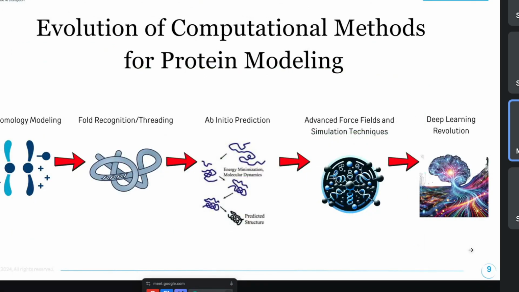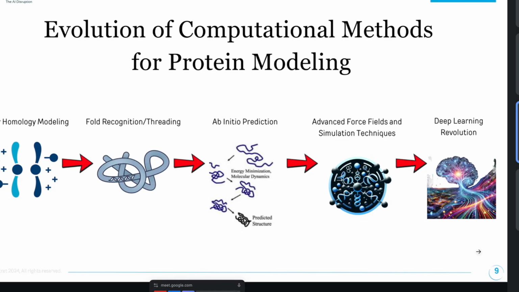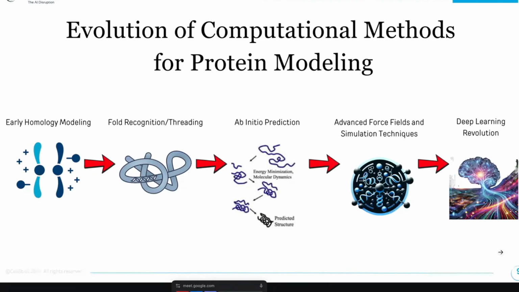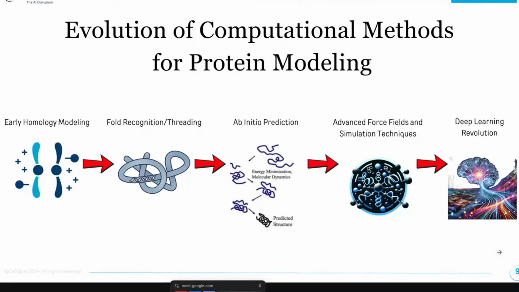Okay, so now we are going to the interesting aspect of today's content, where we are going to talk about how the evolution of protein modeling happened, right? So basically, we had early homology modeling, which was the first principle that was used for proteins to adopt similar structures. Homology modeling used experimentally determined structures of homologous proteins to predict unknown protein structures.